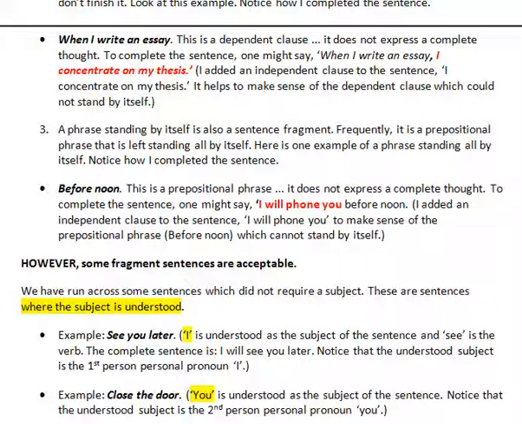A phrase standing by itself is also a sentence fragment. Frequently, it is a prepositional phrase that's left standing all by itself. Here's one example of a phrase standing all by itself. Notice how I completed the sentence. Before noon. This is a prepositional phrase. It does not express a complete thought. To complete the sentence, one might say, I will phone you before noon. I added an independent clause to the sentence, I will phone you, to make sense of the prepositional phrase before noon, which cannot stand by itself.